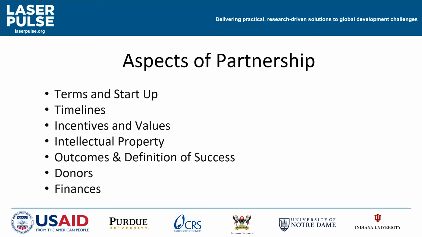While deep collaboration is ideal, it's not always easy. Sometimes deep collaboration can be difficult, particularly as partners wrestle with certain aspects of the partnership, like different organizational culture, structures, and systems. Establishing the terms of the arrangement, timelines, incentives and values, approaches to intellectual property, definitions of success, and what your approaches are toward donors and finances.